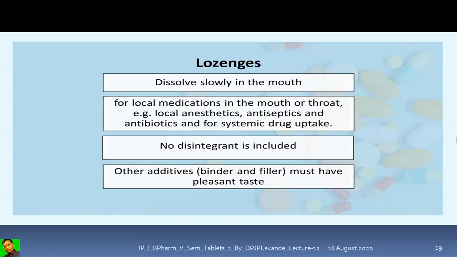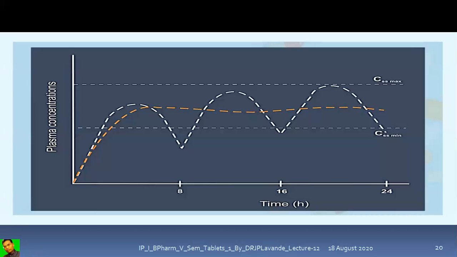And for the systemic drug uptake, they do not require the disintegrant. Again, here in case of lozenges, we do not require the disintegrant, because it is to be dissolved in the mouth itself. So we go on sucking it, and then we go on chewing it, which does not require the addition of a disintegrant. The other additives that need to be added in order to improve its taste are the binder and filler, and it must have a pleasant taste, as it is to be absorbed, or as it is to be chewed in the mouth.